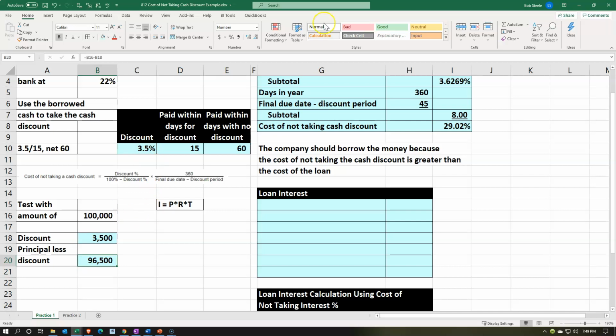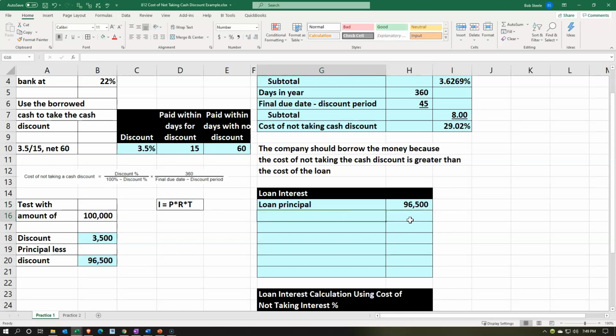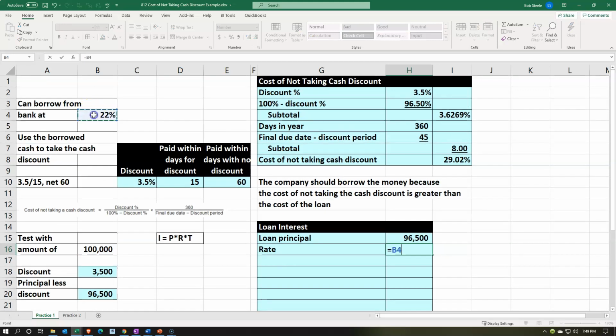Okay, so now let's see if we could say, well, if I took out a loan to pay within the discount time period instead of waiting until after the discount time period is over, would it be worth it to do that? I'm going to say we'd have the amount for the 96,500, and then the rate we think we can finance at is equal to the 22%.